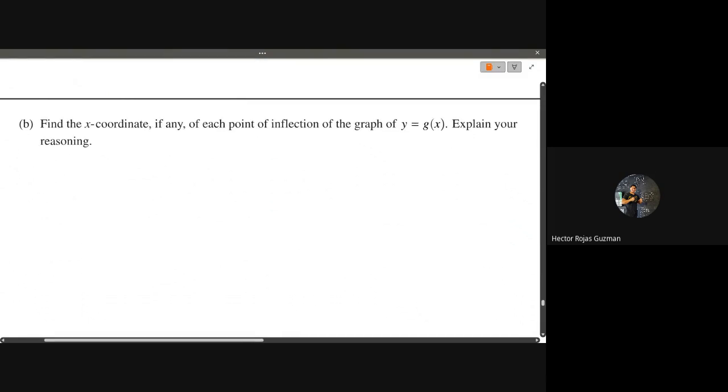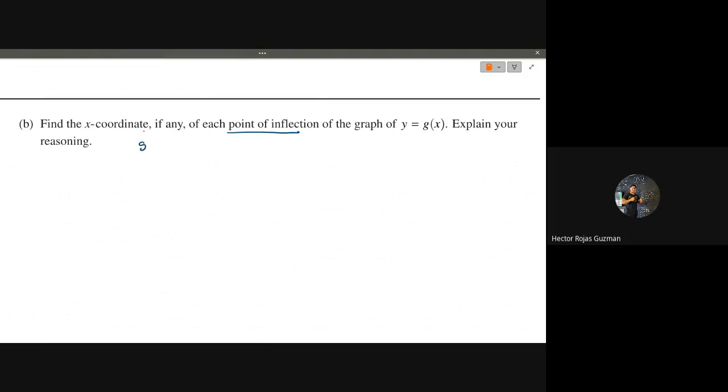Find the x coordinate of the point of inflection for g. If I want to find a point of inflection, we need our second derivative. We need to set it equal to 0 to find our critical points. And then we got to do a number line to check if it switches signs. Those are the general steps. So g double prime of x is equal to 0. But technically, it also counts if the derivative is undefined. That would also qualify as a critical point.